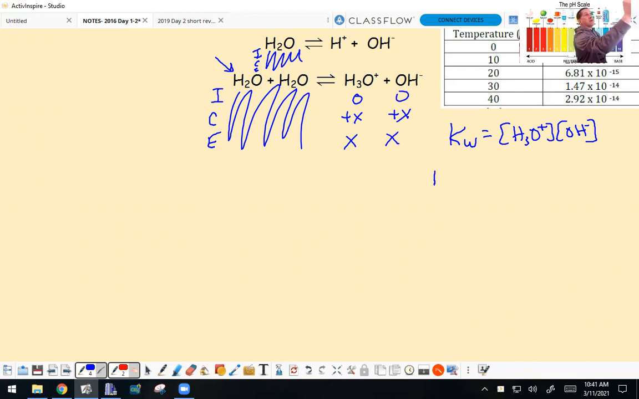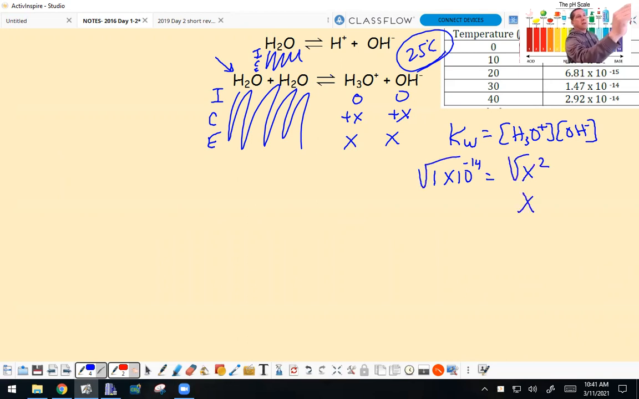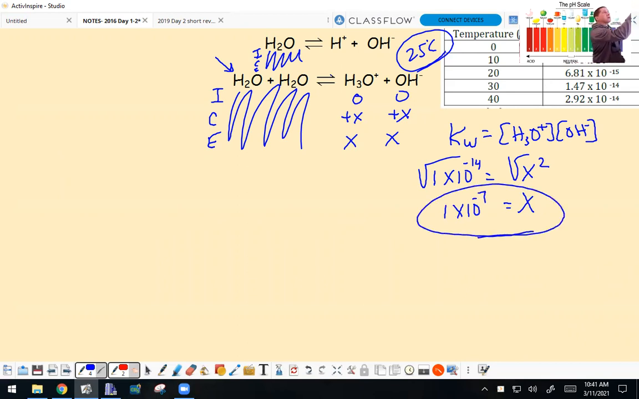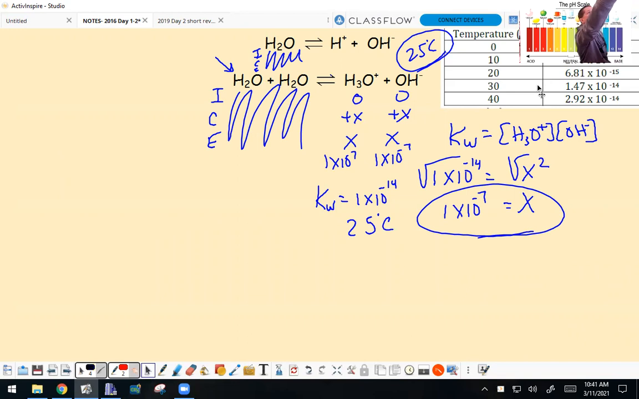All right, so now let's carry this over here. So the Kw, now what we're going to assume, if it doesn't say so, is it's at 25 degrees Celsius. X times X, X squared, take the square root of both sides, and X equals 1 times 10 to the minus 7. So this is 1 times 10 to the minus 7, and this is 1 times 10 to the minus 7, as long as the Kw is 1 times 10 to the minus 14, which is only at 25 degrees Celsius. So what starts to happen?